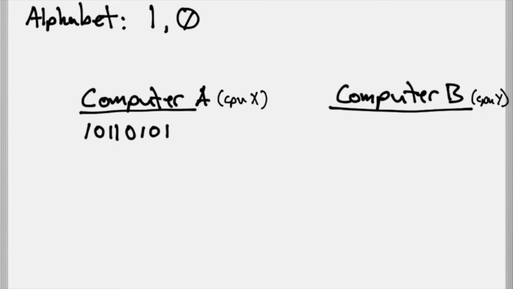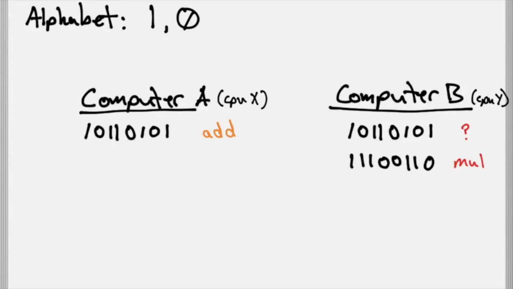Now, it could be then that this set of 1s and 0s, when presented to computer A as an instruction, have the meaning add, while that same set of 1s and 0s might mean nothing to computer B, or computers using CPUs of type Y. At the same time, this set of 1s and 0s might mean multiply to a CPU of type Y, and might mean nothing at all to a CPU of type X. On the other hand, they might mean something completely different than what they meant to CPU Y.